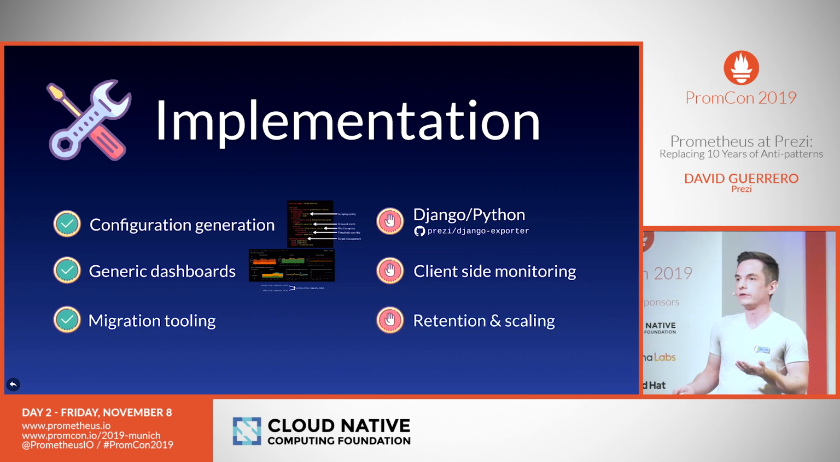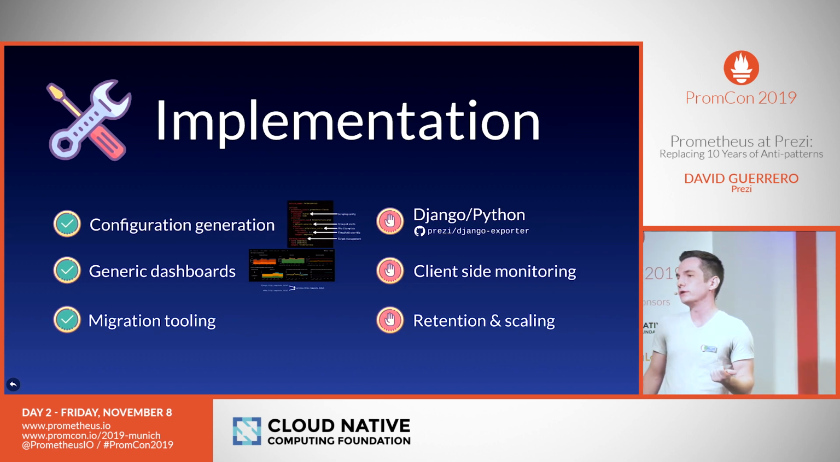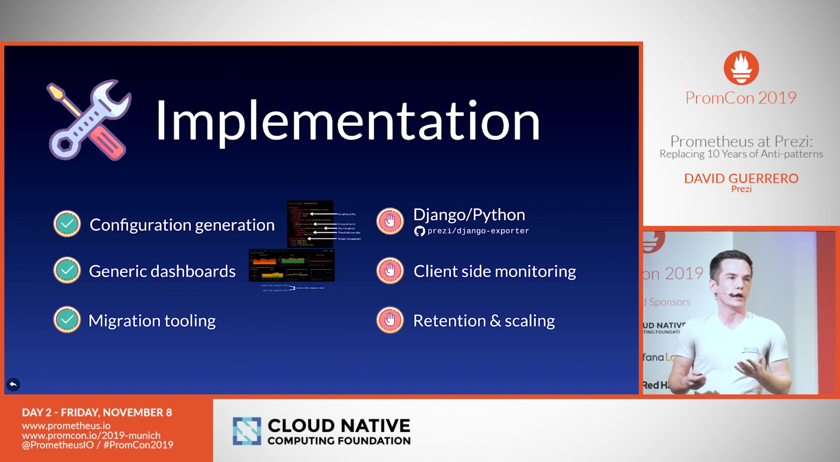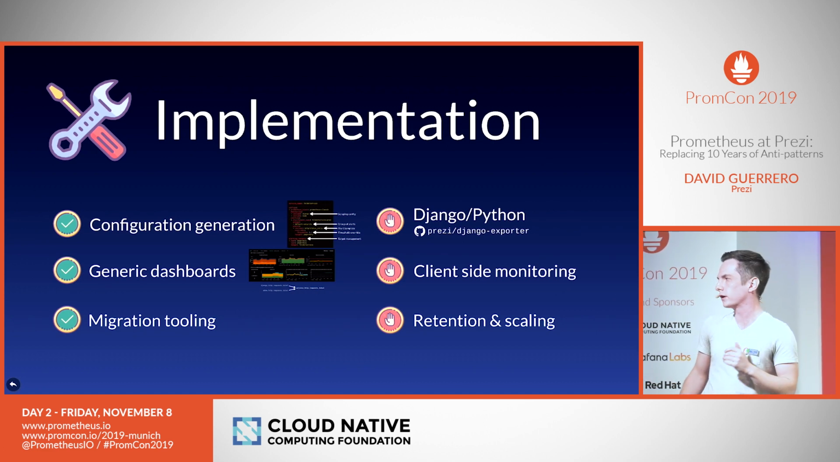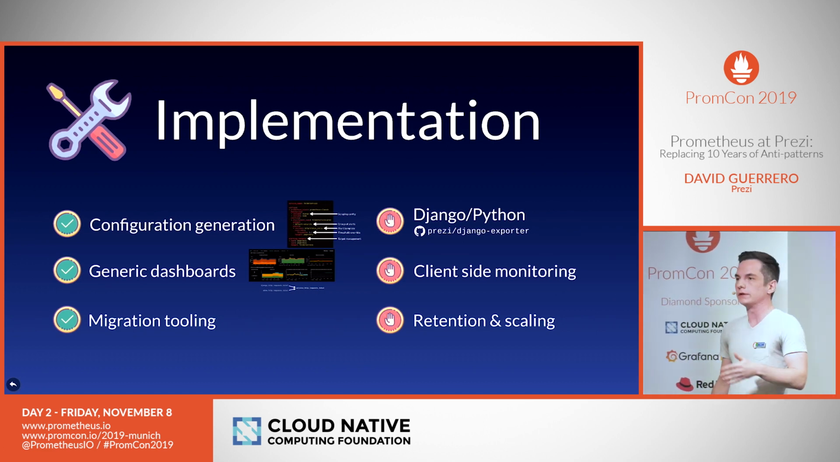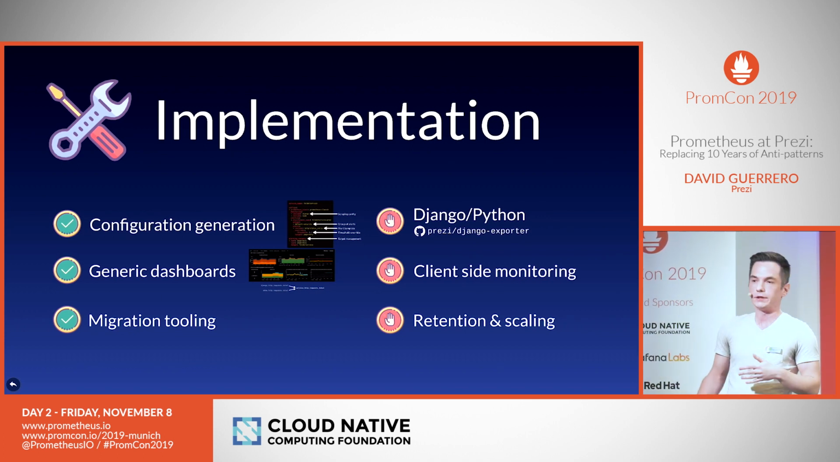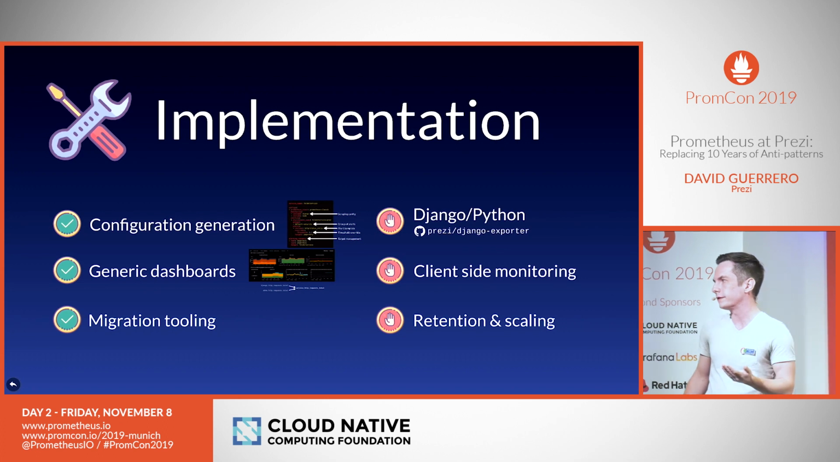And finally, retention and scaling. So fine-tuning the parameters of your Prometheus. How much CPU, how much memory, how much disk, how much IOPS. This took us some time to get a stable Prometheus stack. And even if you look on the internet, there are no best practices. You have to fine-tune it depending on your own usage. You have to iterate. That takes time.